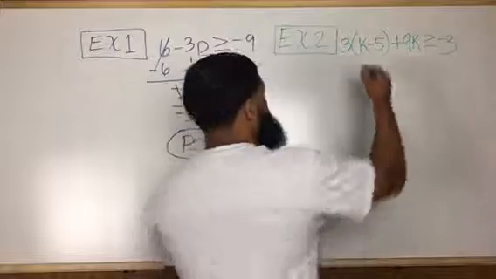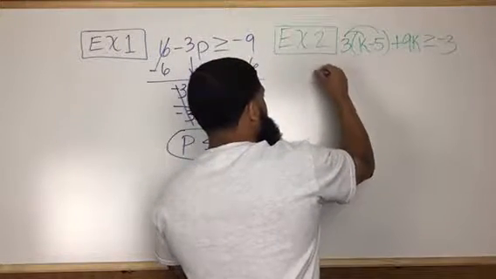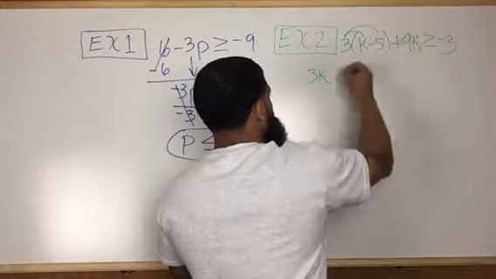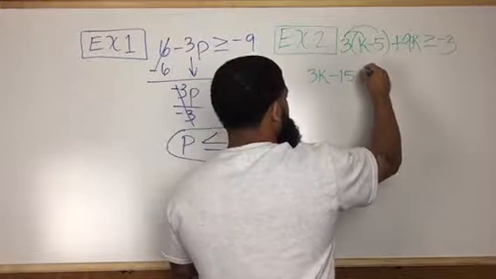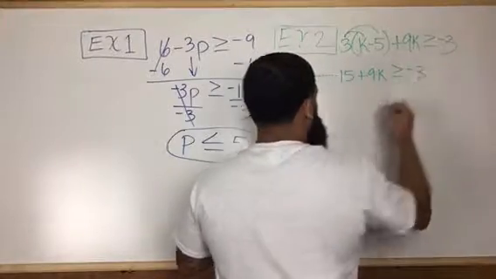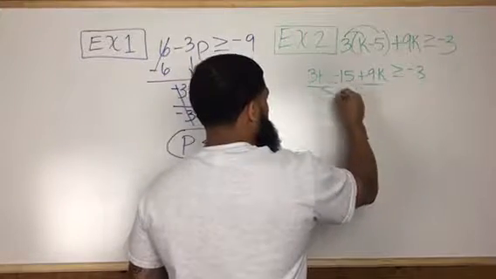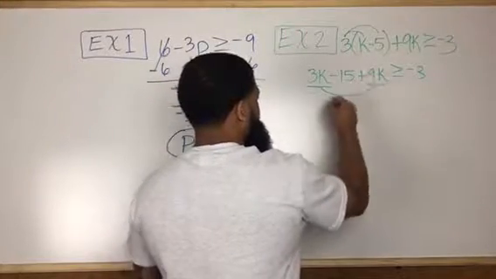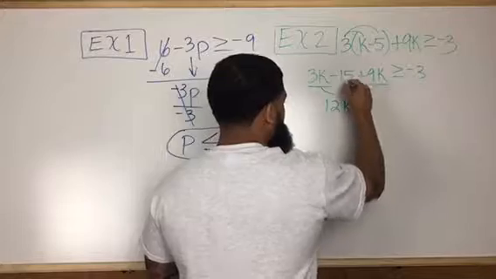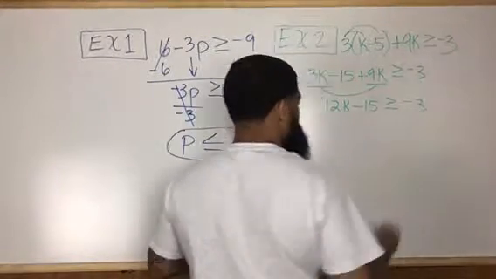So the first thing we're going to do is distribute this 3. So I get 3 times k is 3k. 3 times negative 5 is minus 15. Plus 9k is greater than or equal to negative 3. I need to combine these like terms right here. So 3k plus 9k gives me 12k. Bring down my minus 15 greater than or equal to negative 3.